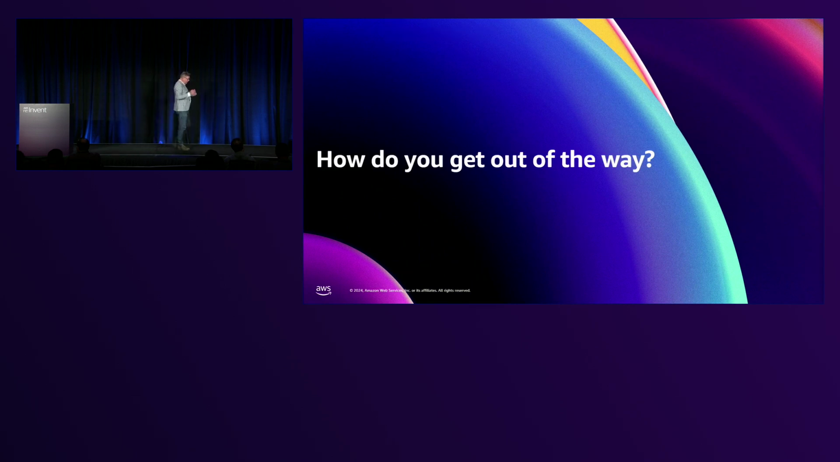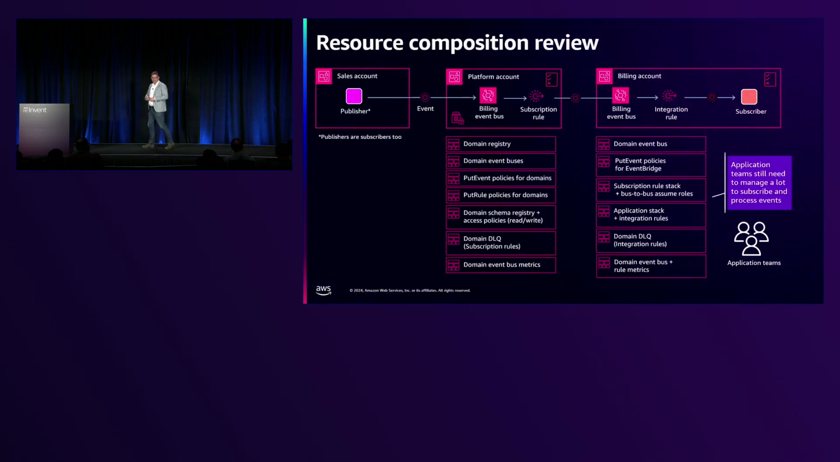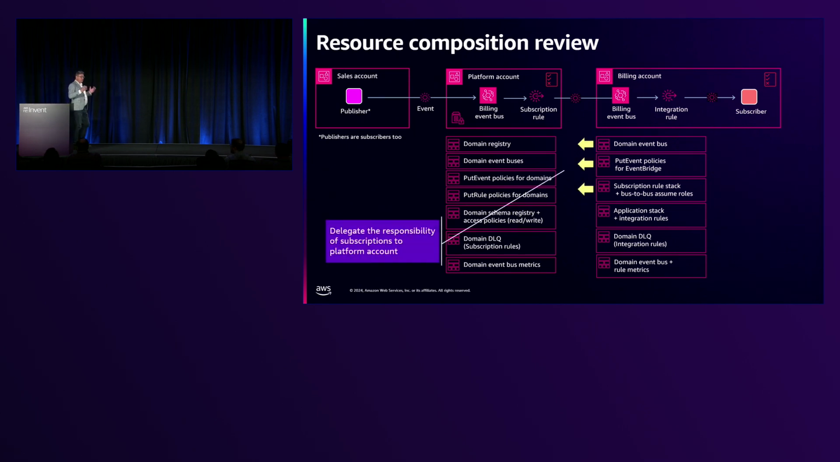So there's a fair bit going on there. And the responsibilities of these resources are clearly aligned to each of the subscribers. So how do we get out of the way? How do we make things easier for application teams to not have to manage this? Because there's still a lot that they need to do. So what if we move the responsibilities of doing all of the inter-service, inter-account communication over to, and delegate the responsibility of that to the platform teams?